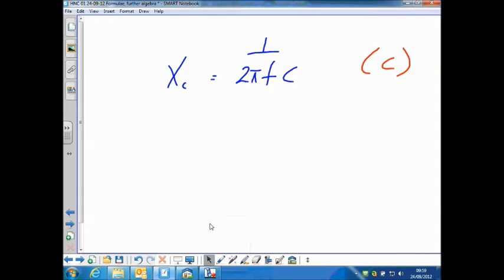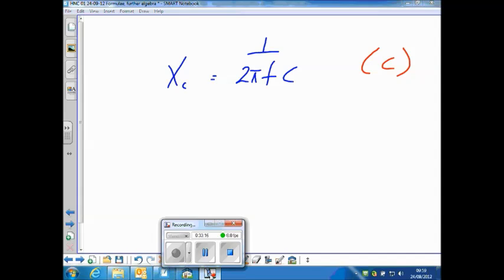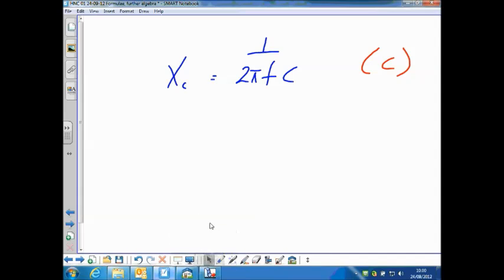There's another formula. X subscript C, which stands for the reactance of the capacitor, equals 1 over 2 pi FC. So rearrange that for C. And then I'll give you some figures and we'll work out a value. Let's have a look at this then.